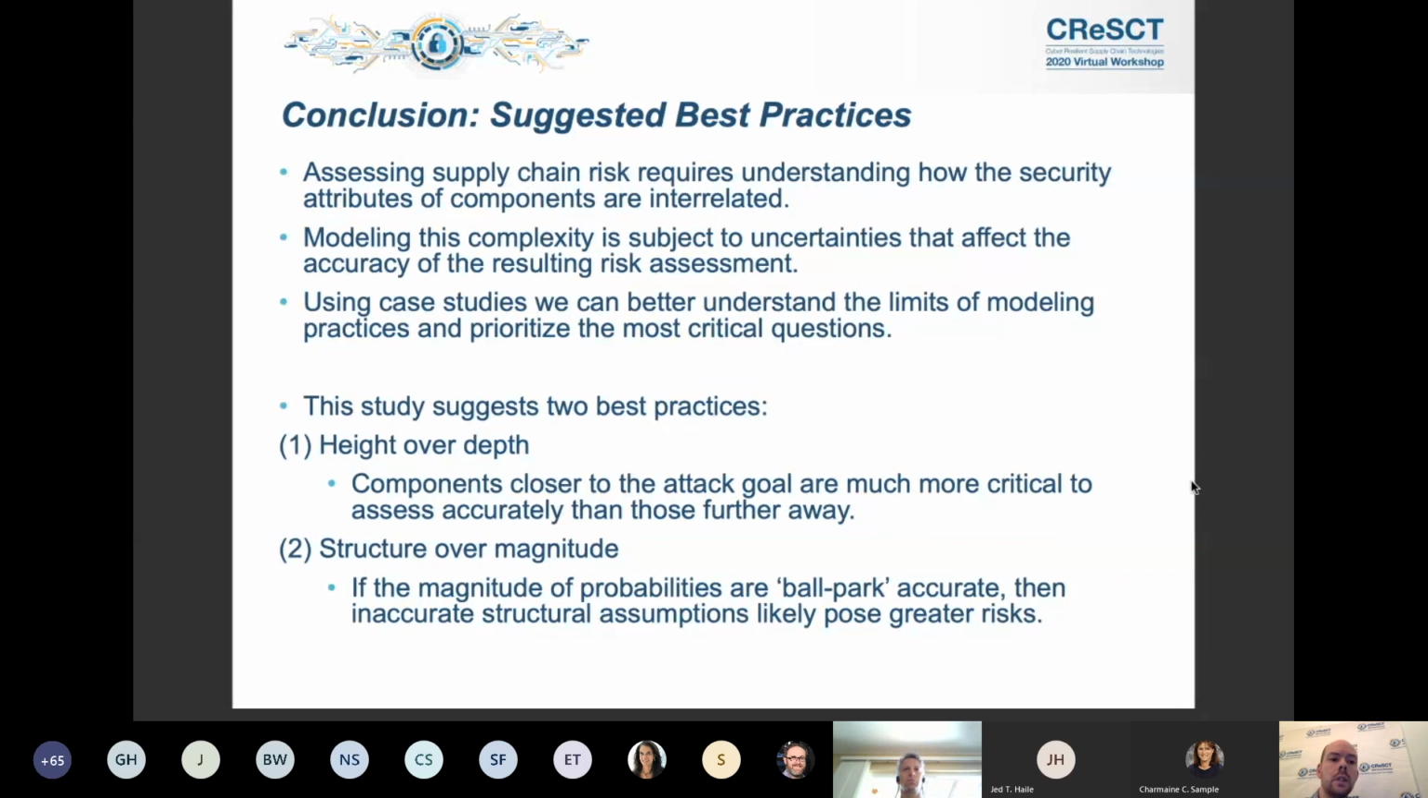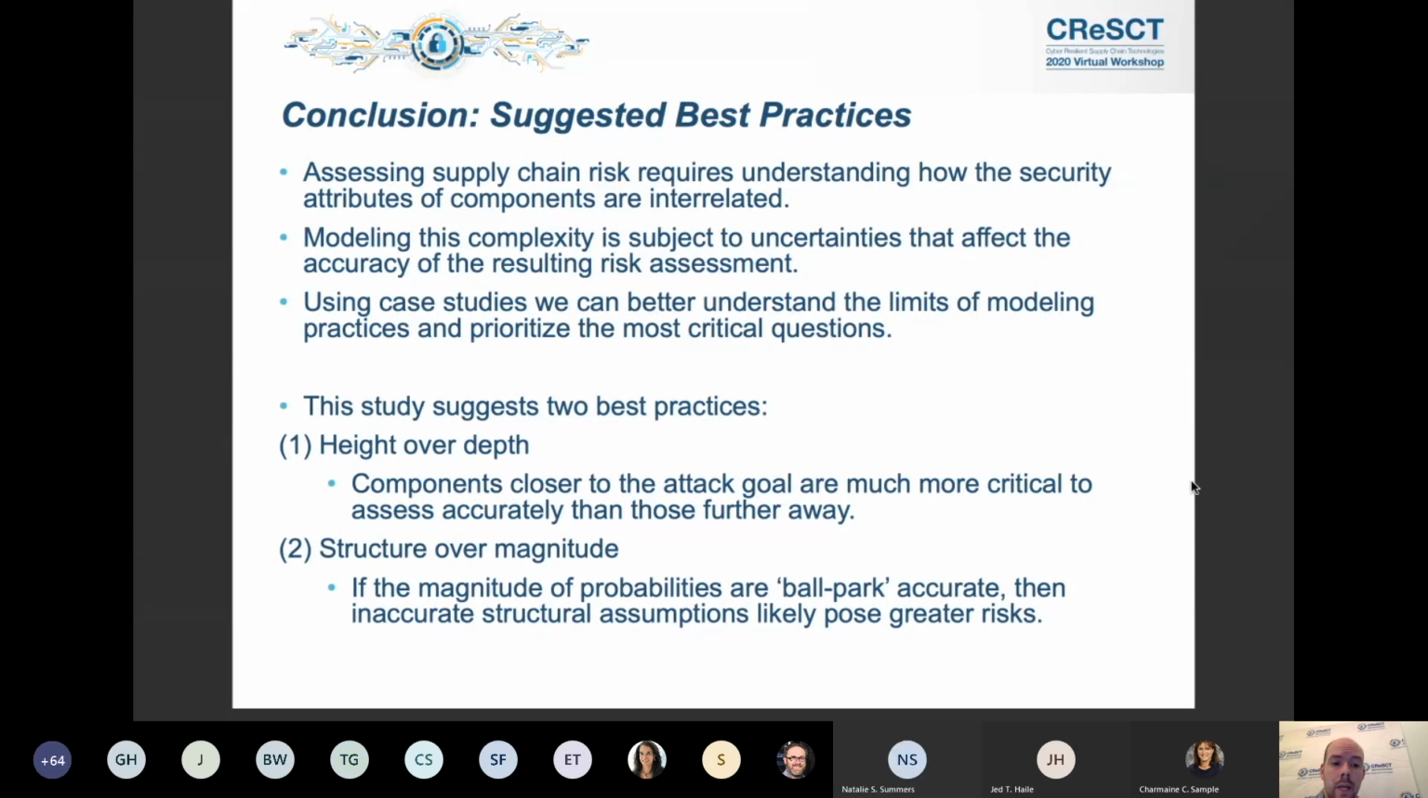So in conclusion, we've seen that assessing supply chain risk requires understanding how the security attributes of components are interrelated, but modeling this complexity is subject to uncertainties that will affect the accuracy of the resulting risk assessment. Using case studies, we can better understand the limits of modeling practices and prioritize the most critical questions.